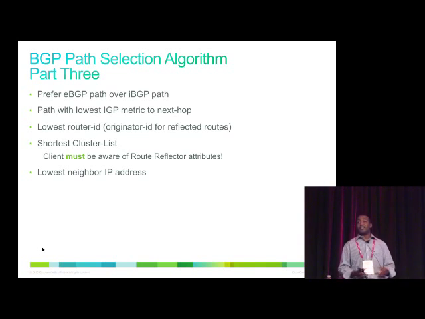If those two are the same, then you take the router ID, the lowest router ID of the originator, so of the route reflector. If that's not the case, then you go to the shortest cluster list, and we'll come to that. That's for route reflector again. The last one is the lowest neighbor IP address, where you received the route, and that's always unique. So you pick that one.